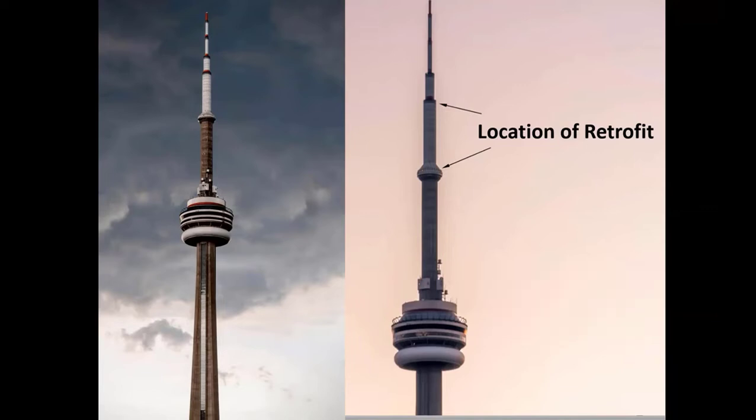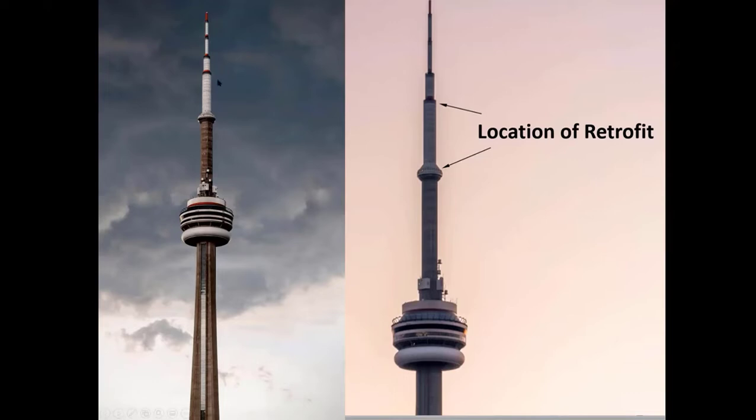Because in the top part of this CN tower, for those of you who don't quite know the background of this structure, it is about 553 meter high structure. The dining area is here, which is at about 350 to 400 meter height. The top part is basically antenna, so there is no steel in it.